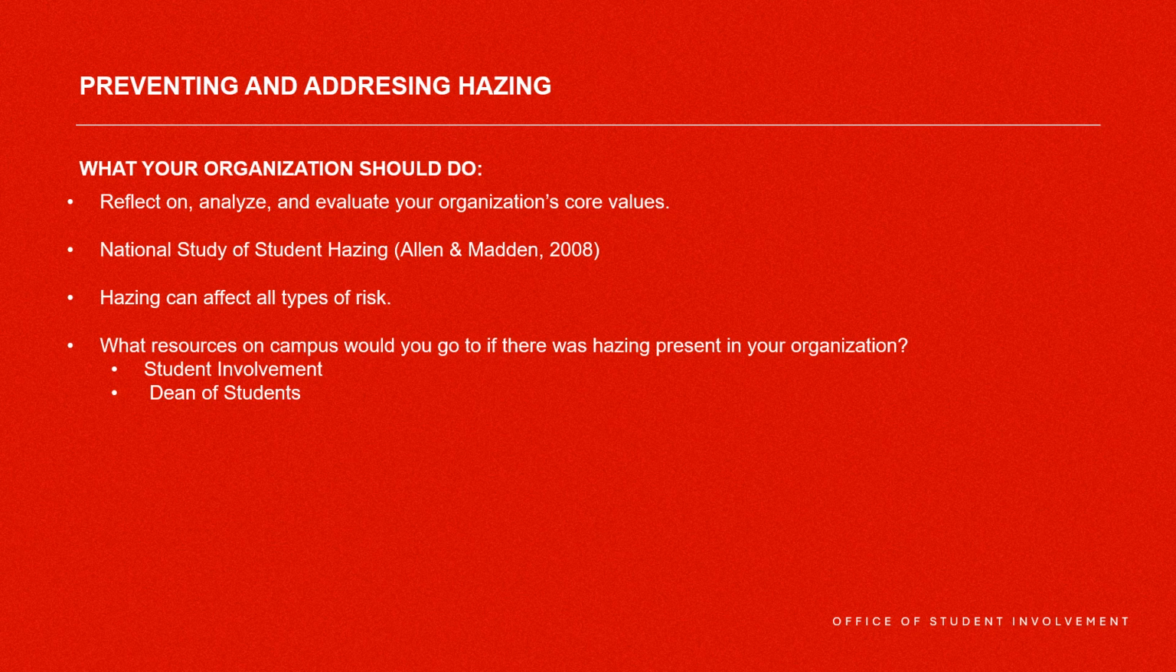To prevent hazing, we must reflect on, analyze, and evaluate our organization's core values. As a student organization leader, it is your job to ensure that our organization's values are reflected in our traditions, practices, events, and behaviors. Ultimately, our organization should promote belonging and well-being in a safe and inclusive environment.